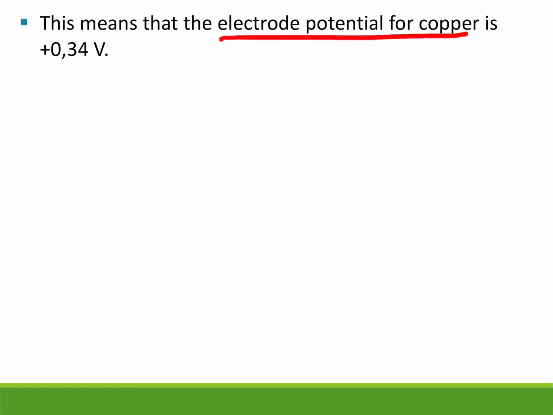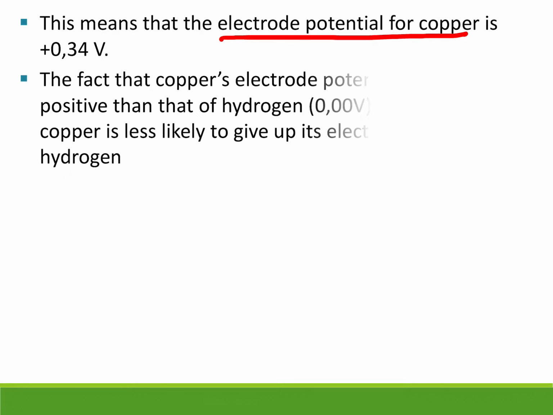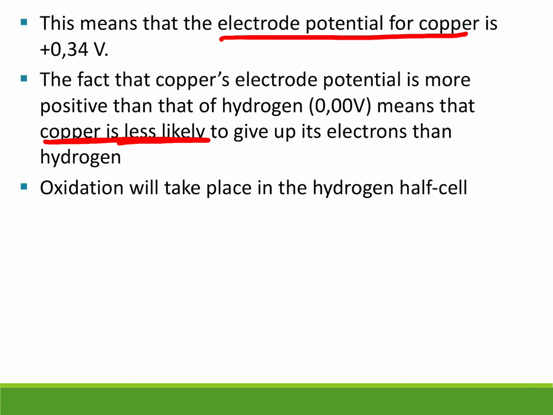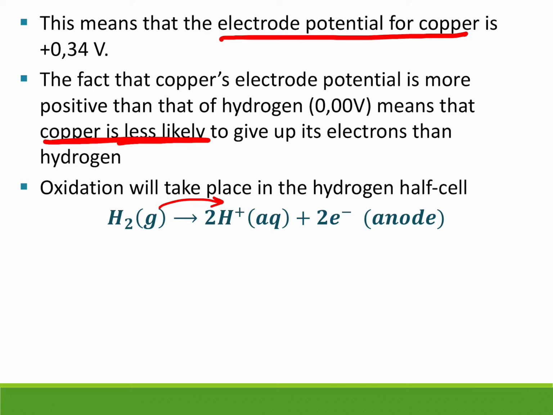But, I'm saying but a lot. Because it is a positive 0.34 value, it means the copper is less likely to give up its electrons. In other words, the copper doesn't want to be oxidized. The copper desperately wants to be reduced. So, instead of the copper being oxidized, the hydrogen gets oxidized. So the hydrogen will give away its electrons and become H+. So the hydrogen is the anode.